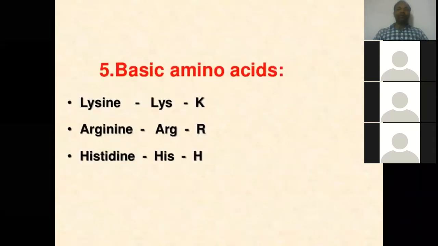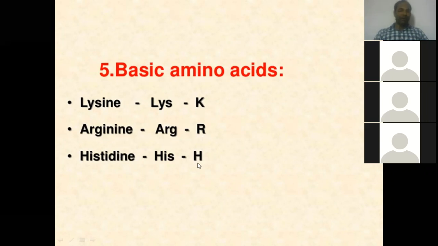The fifth category is basic amino acids, which have 3 examples. Lysine is indicated by capital K. Arginine is indicated by capital R. And the last one is histidine, which is indicated by capital H.